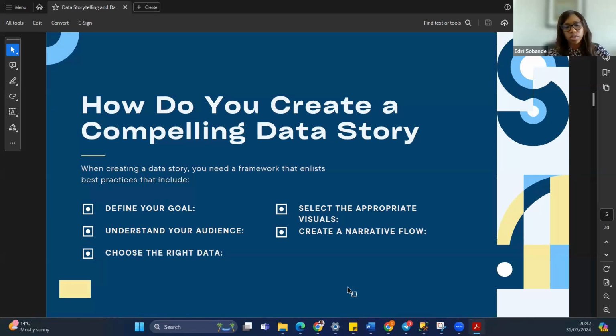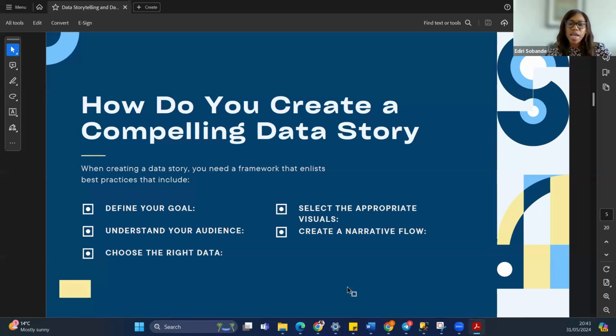That is your goal. Are you trying to highlight the problems that employees are facing? Are you trying to bring out the reasons why customers are closing their accounts? Are you trying to bring out the reason for a drop in revenue? There has to be a goal.